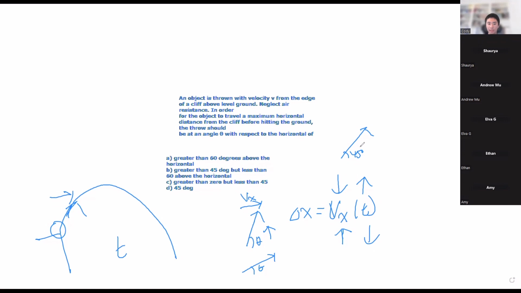It maximizes how fast you're going initially in the x direction, and it also gives you the best time. So the answer would be D, 45 degrees. It's best to just memorize that 45 degrees gets it the furthest.